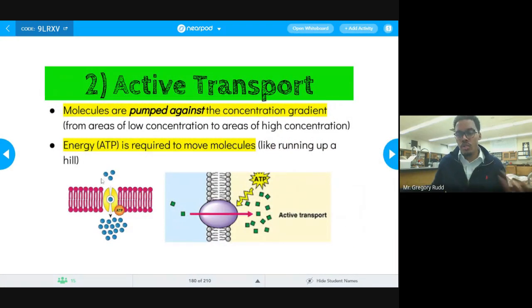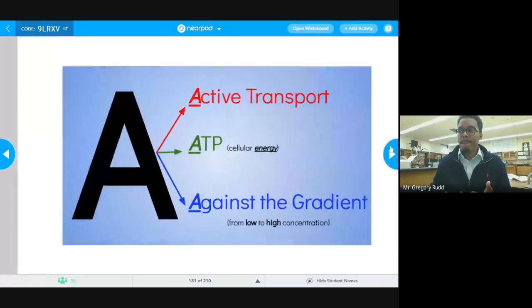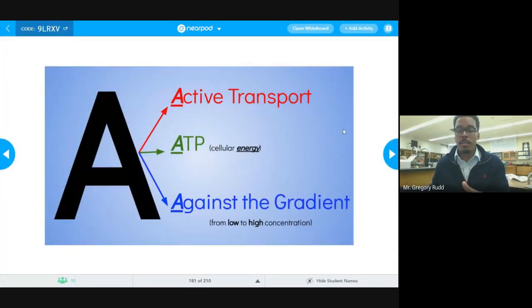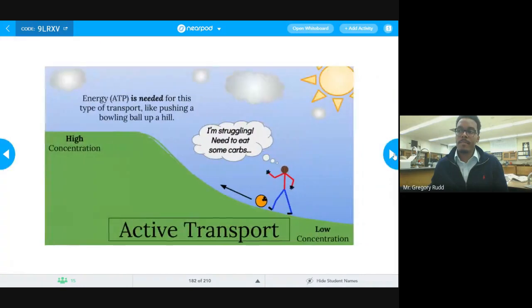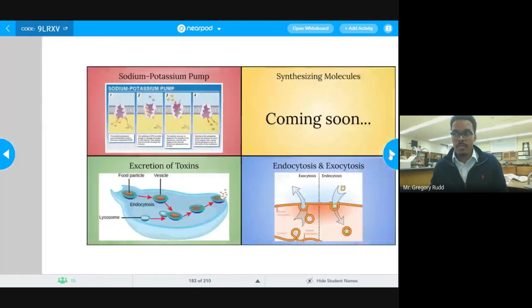Active transport uses ATP to pump molecules against their gradient. And this is why I like to focus on the three A's. Active transport uses ATP, which is cellular energy, to pump molecules against their gradient. There are your three A's. Against the gradient just means from low to high. Like trying to push a ball up a hill from a region where it is in low concentration to a region where it is in high concentration.